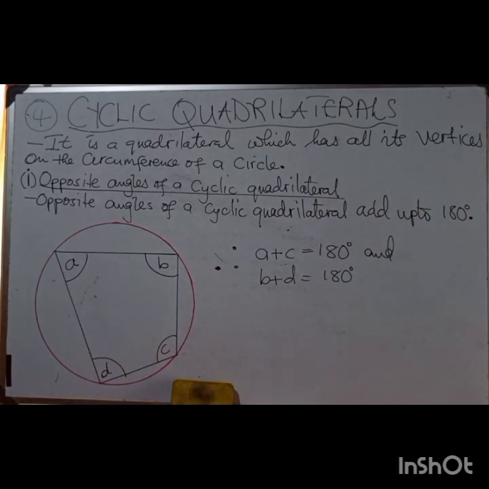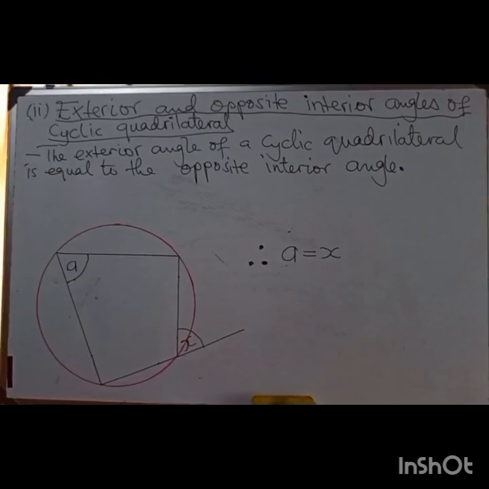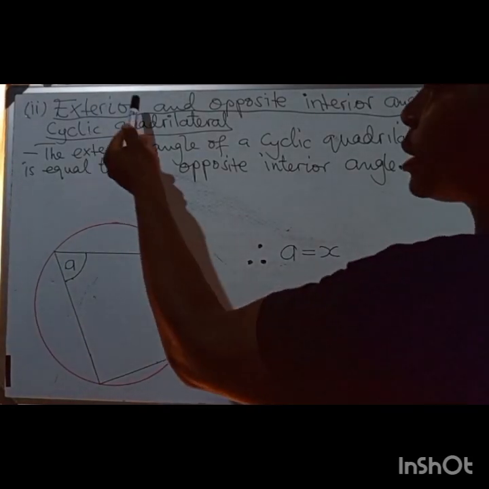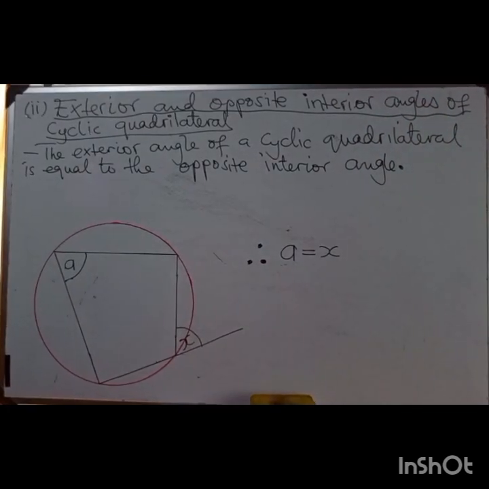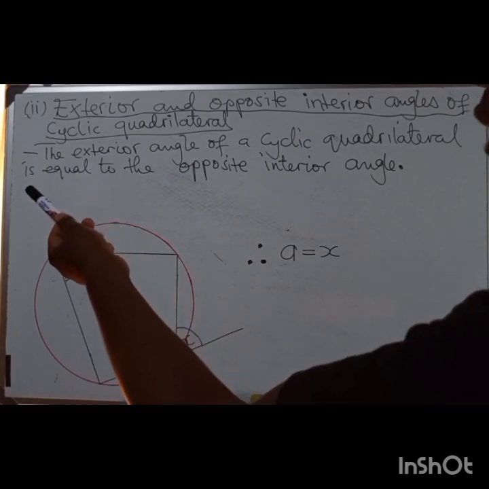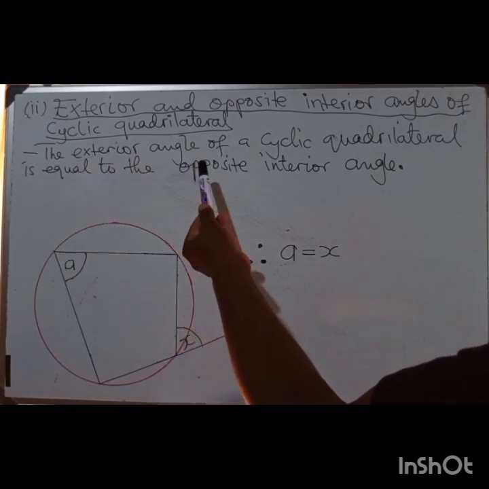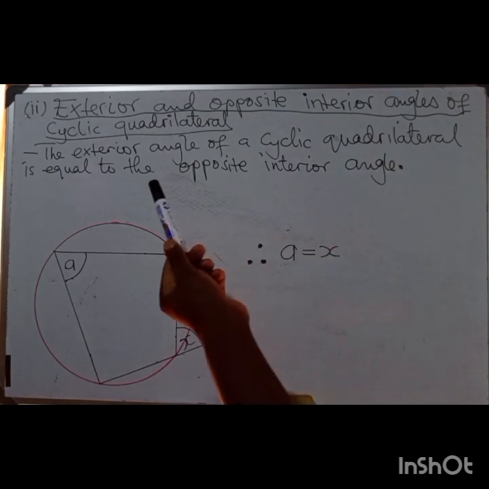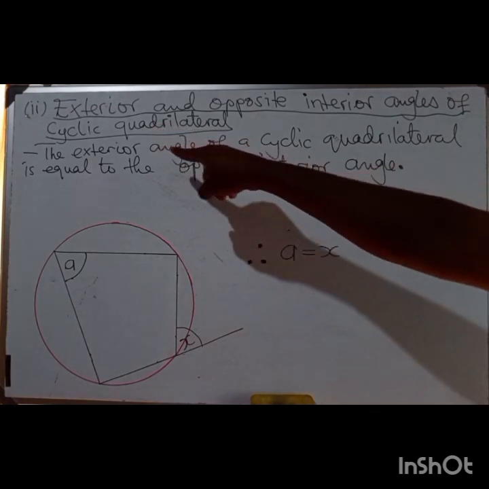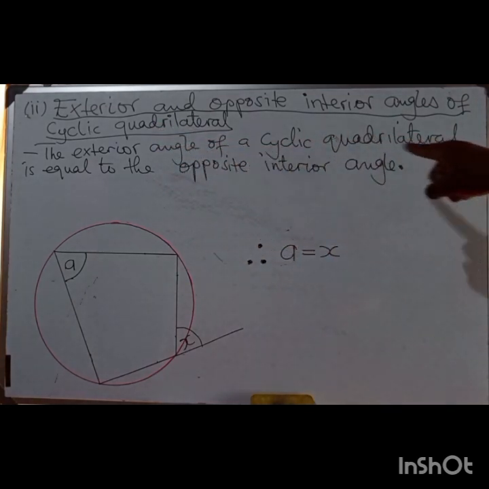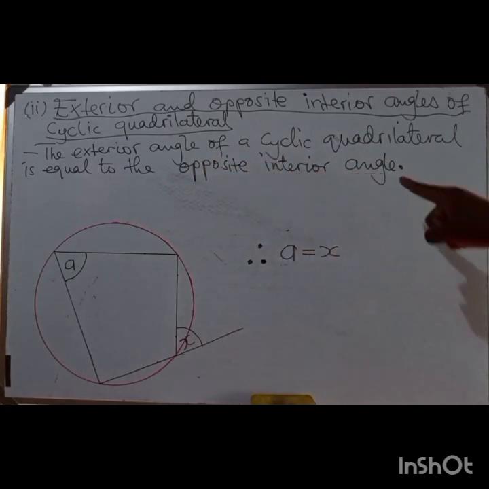In our next, let us have Roman numeral 2, where we are going to look at the exterior and opposite interior angles of a cyclic quadrilateral. Okay, what we have there is that the exterior angle of a cyclic quadrilateral is equal to the opposite interior angle.